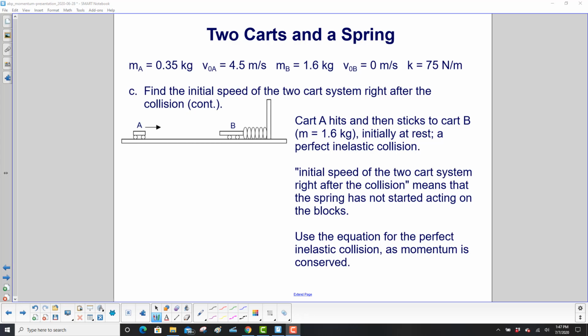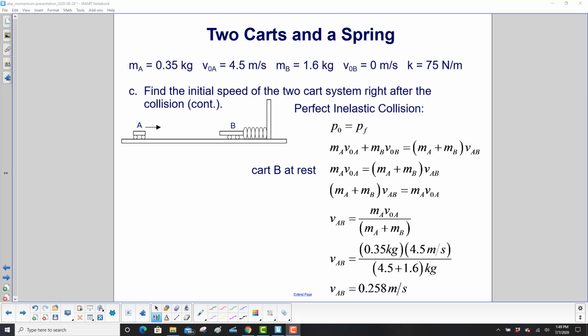Find the initial speed of the two-cart system right after the collision. So Cart A hits and then sticks to Cart B, initially at rest. So that's a perfect inelastic collision. The phrase initial speed of the two-cart system right after the collision means the spring has not yet started acting on the block. It's not starting to try to keep it away, and the blocks are trying to push it in. So we're going to use the equation for the perfect inelastic collision as momentum is conserved. There's no external net force yet. The spring hasn't started acting on the blocks.